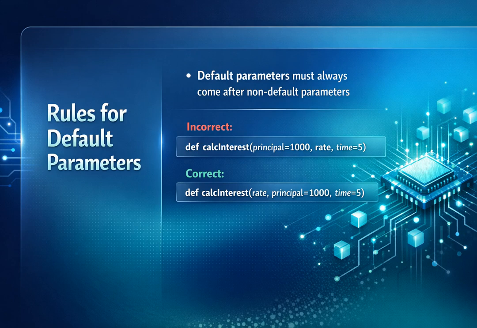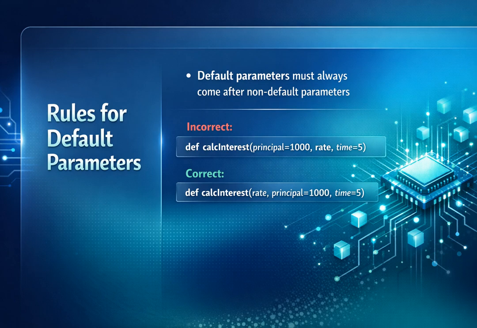There is an important rule for default parameters. They must always appear after all non-default parameters in the function header. Writing def calc interest with principal having a default before rate, which has no default, is incorrect and will cause an error.